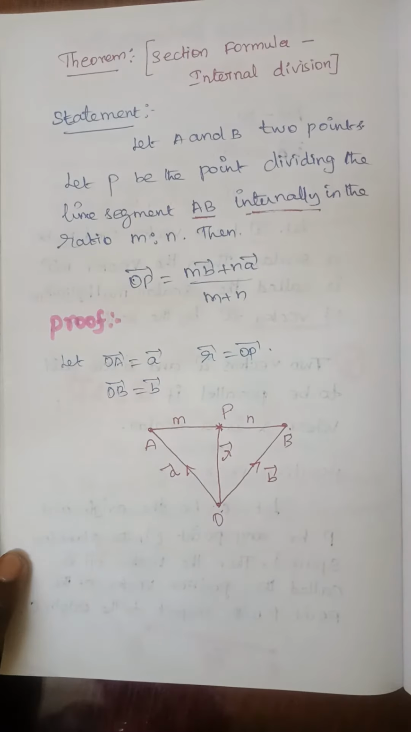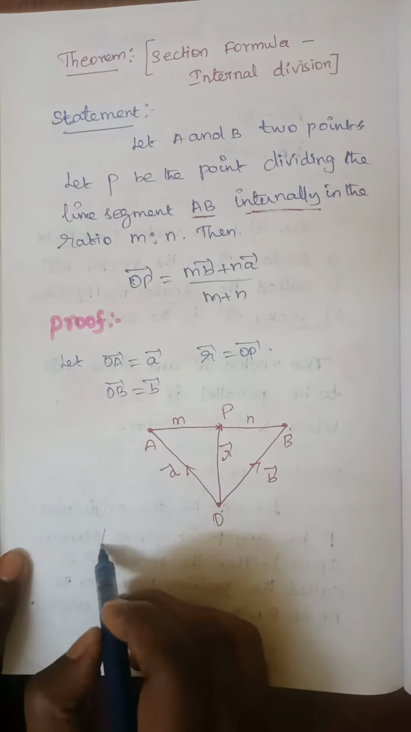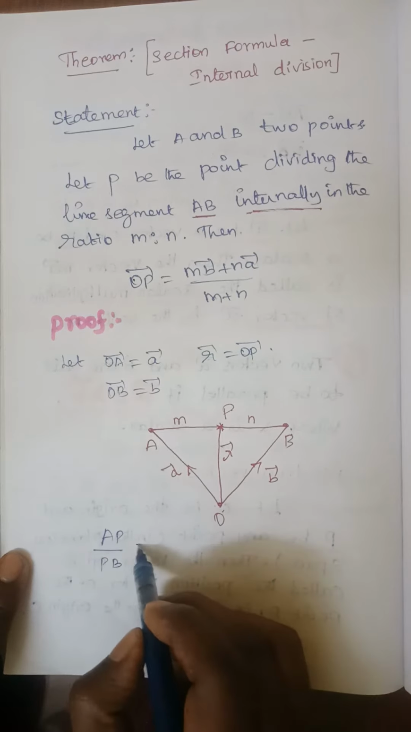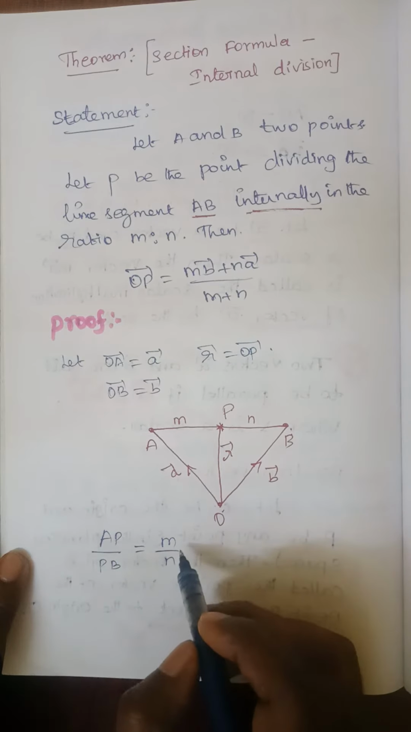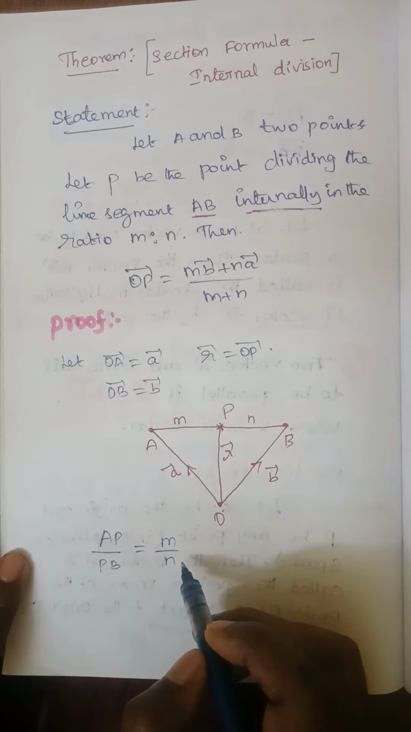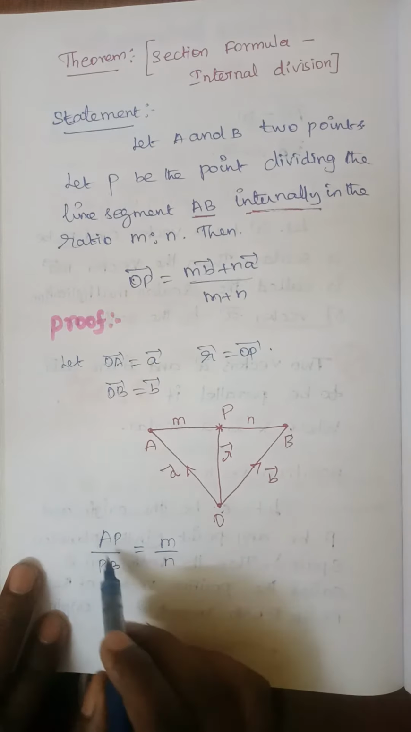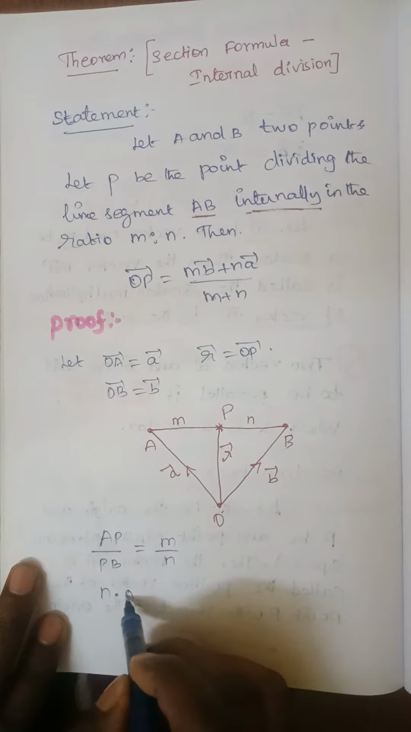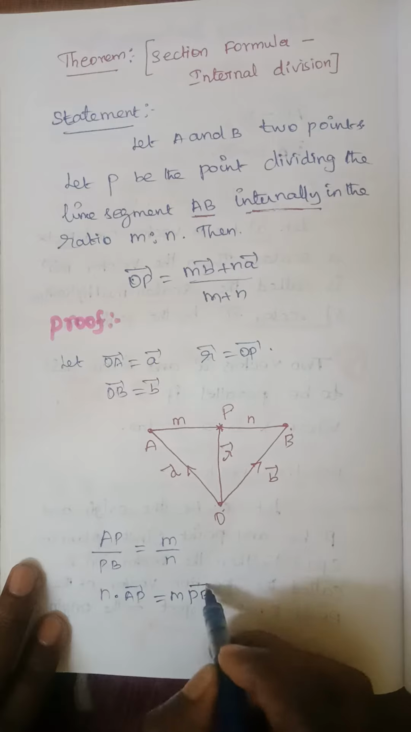So now I am going to take AP and BP. We can write AP divided by BP is equal to m by n. Now I am going to do cross multiplication. So n into AP vector is equal to m into PB vector.